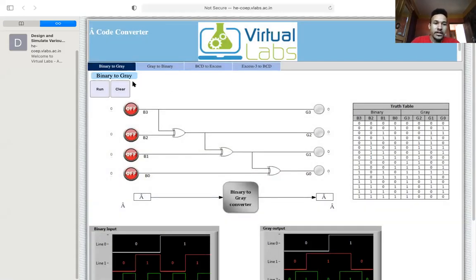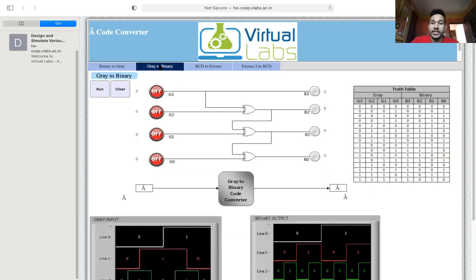Now let's check, starting from binary to gray. I'm choosing the second one. Here, B0 is 1, so I'm keeping B0 as 1. Now our output should be 0, 0, 0, and 1. So let's run it, and we got the same result, 0, 0, 0, 1. This is how we did it.